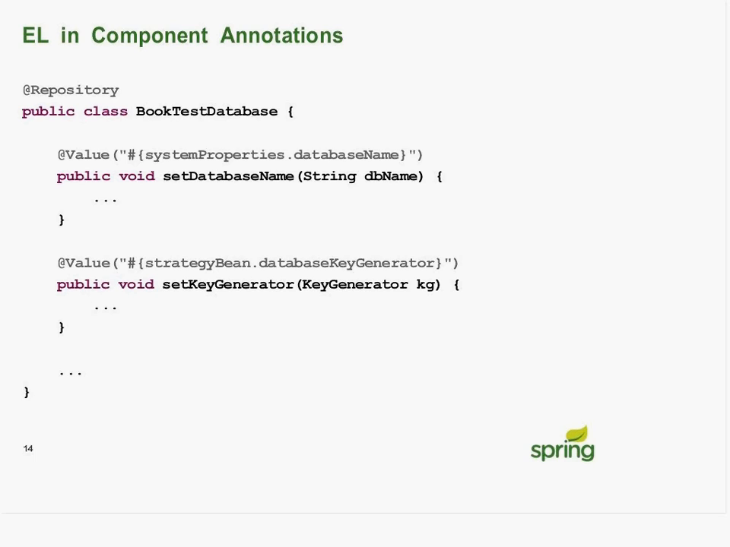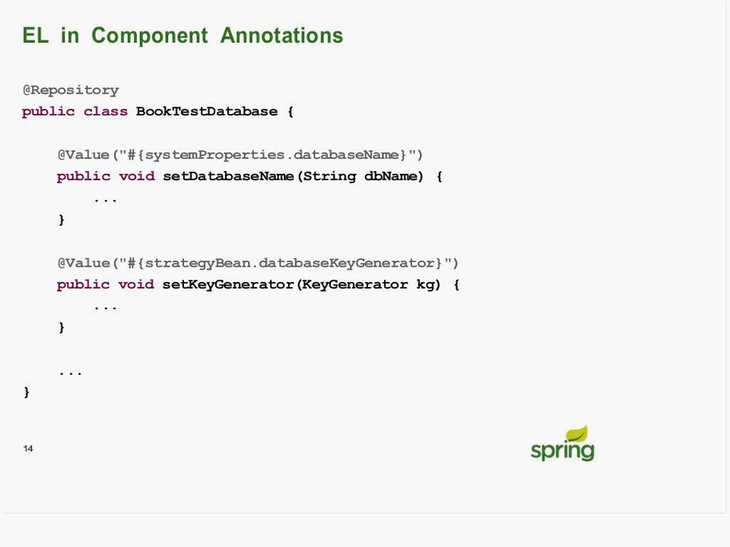dereferenced information or a dereferenced object from some target structure expressed through an expression here. systemProperties.databaseName, that's just a string found in the system properties. System properties being a variable exposed by default here. But in the example down below, you can even say, I know that there's another bean called strategyBean in this application context here. And I don't want that strategy bean itself. I want its database key generator. So I want you to call getDatabaseKeyGenerator on it and give me the result of this and pass it into this setKeyGenerator method here.